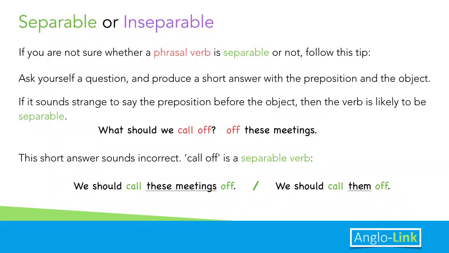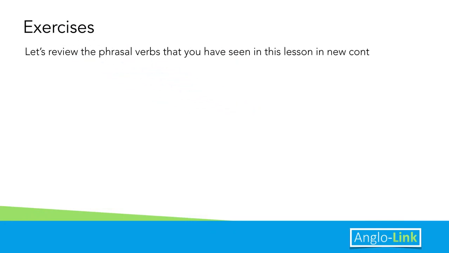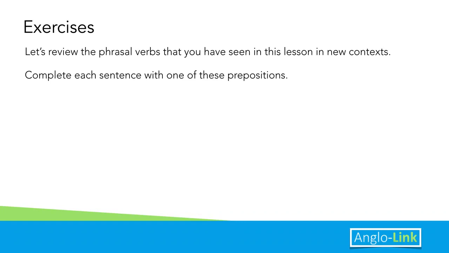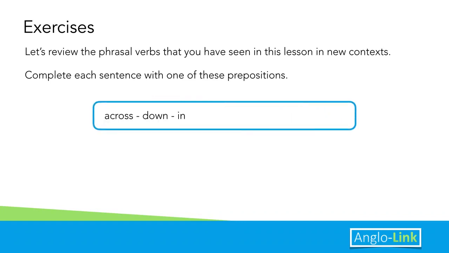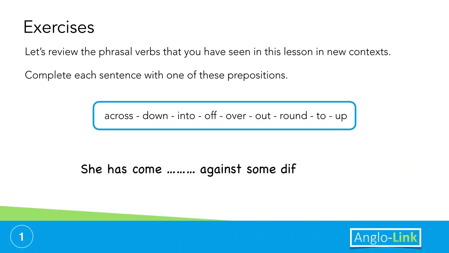Right, that's the end of this introductory lesson on phrasal verbs. Let's do some exercises. I'd like to review the phrasal verbs that you have seen in this lesson in new contexts. So, please complete each sentence with one of these prepositions. Across, down, into, off, over, out, round, to, and up are the prepositions I'd like you to insert into the following sentences. Number 1. She has come against some difficult issues.